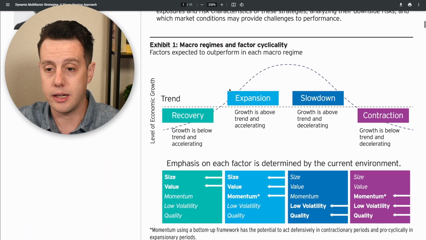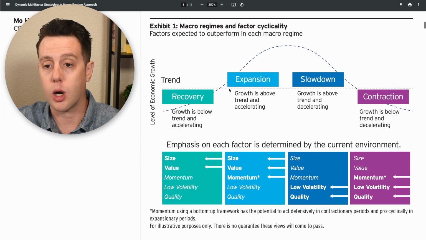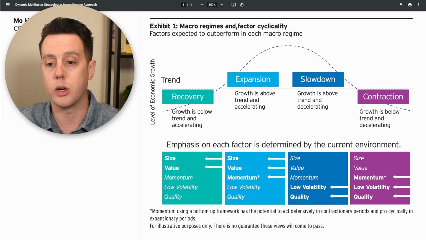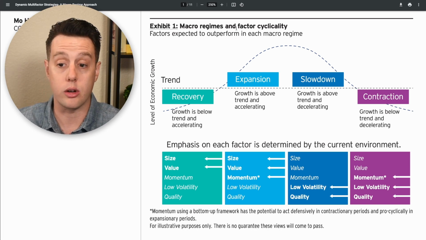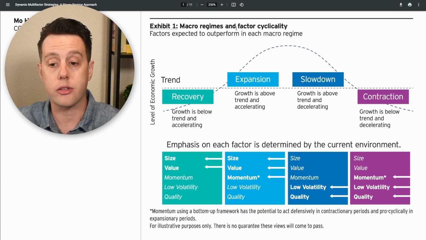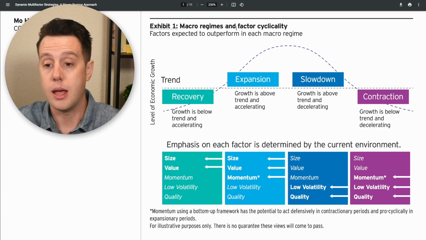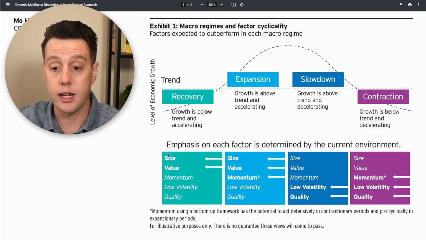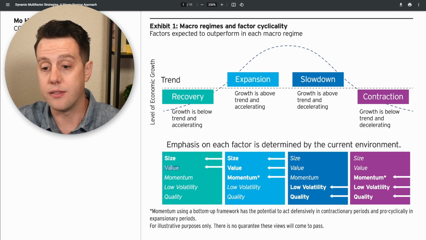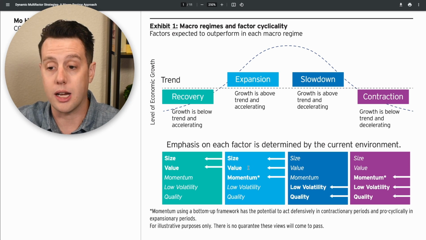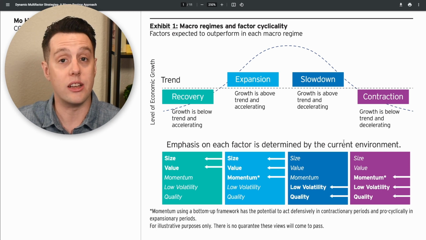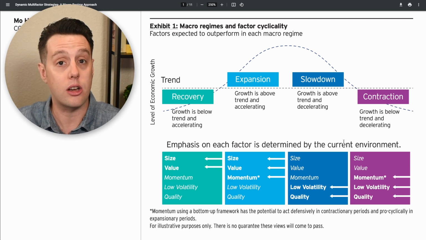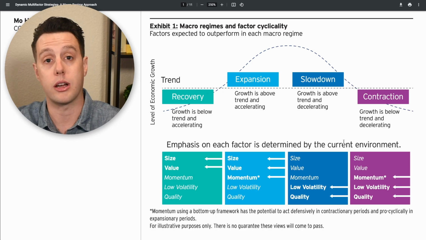The general idea with these funds is they track what are called regimes, macro regimes, and factor cyclicality. So there's these 4 regimes: recovery, expansion, slowdown, and contraction. And they adjust exposures to the different factors based on this. For instance, in recovery, they emphasize size and value factor. But then in expansion, they add in the momentum factor, and so on. So they have these indices, and they tilt them towards these factors in response to changes in market conditions.